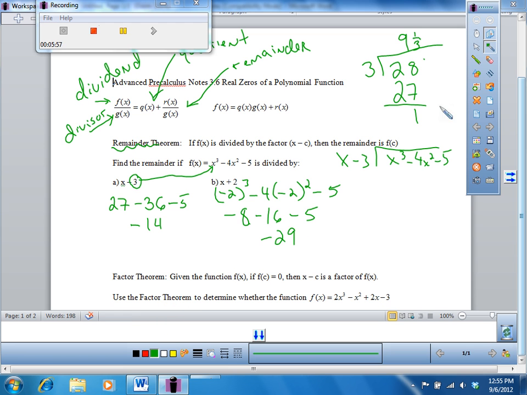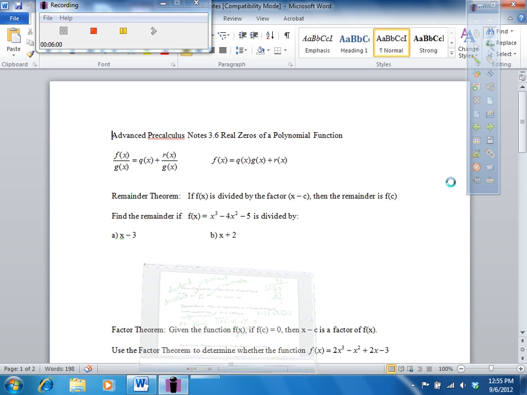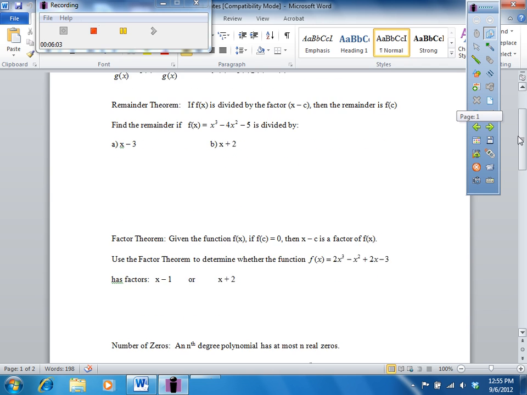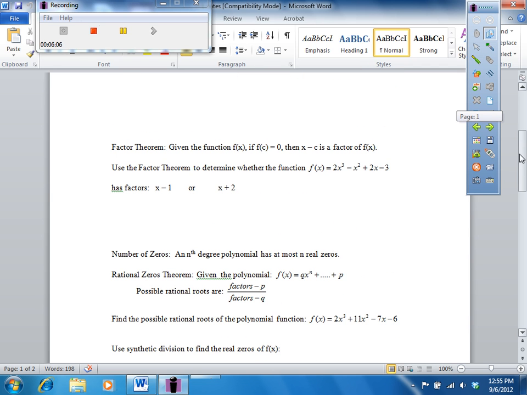But what's more important is this thing called the factor theorem. What the factor theorem says is that if you plug in one of the roots and you come out with a remainder of 0, that must mean that this thing is a factor, and that's why you use synthetic division to find out if something factors or if it doesn't. So use the factor theorem to determine whether the function has factors x minus 1 or x plus 2.